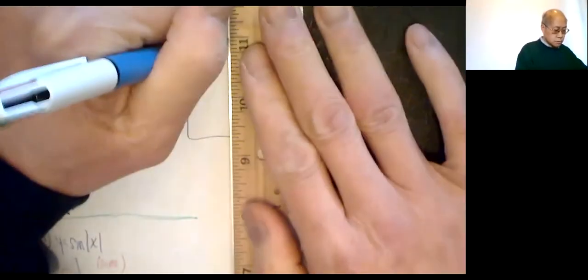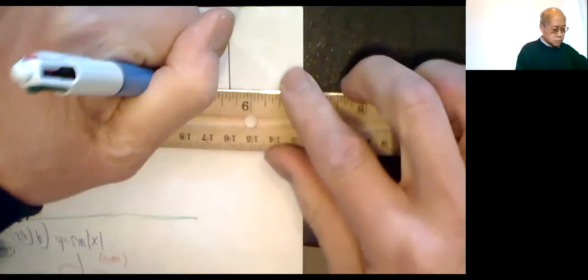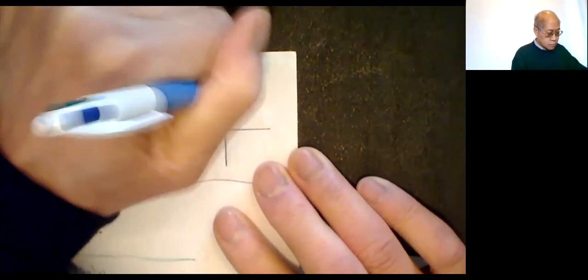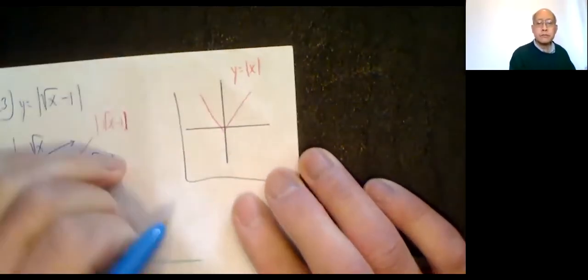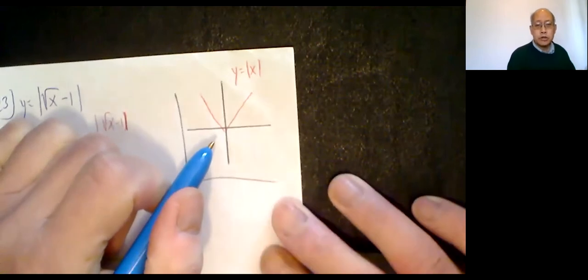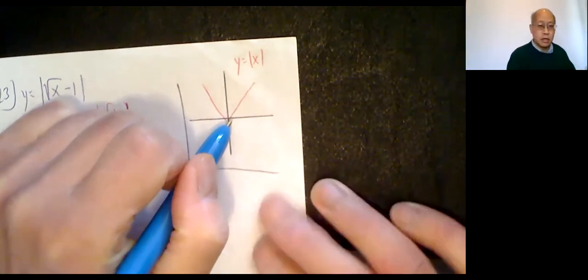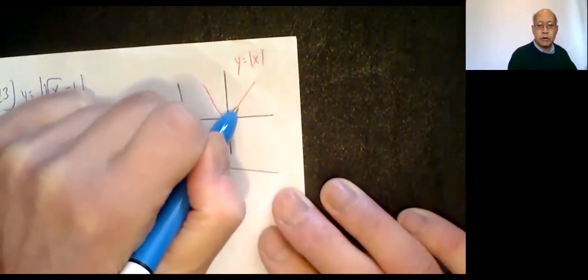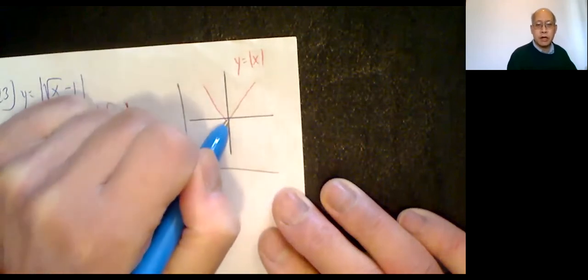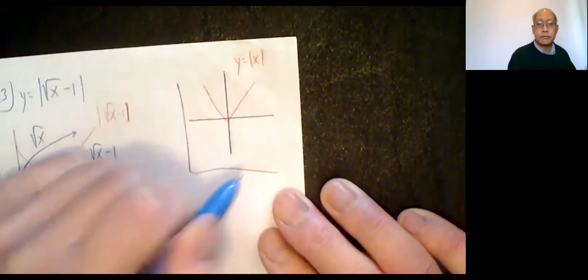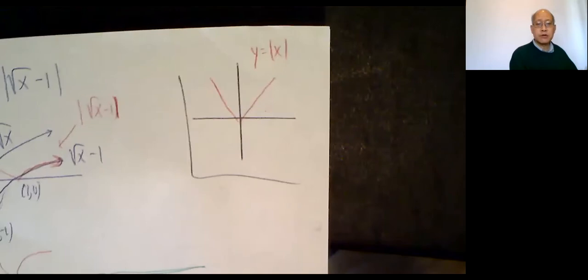So a quick timeout for the absolute value function. So it's V-shaped. So it's good to memorize it. Or again, if you don't want to, you can put that on your formula sheet. But you can plot points, 0, 0, 1, 1, 2, 2, 3, 3, right? But on this side, negative 1, 1, negative 2, 2, negative 3, 3, and so on. So I think you've all seen that before, absolute value of x.